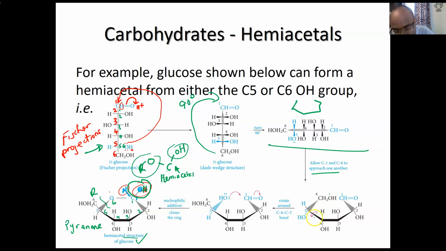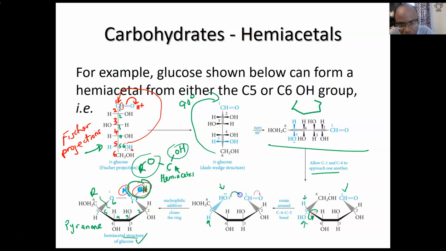Now you're ready for this to attack, but you want it to be very close to the aldehyde. So we do a rotation here. Now the OH is next to the aldehyde. You see, now if it tries to attack at this point, it's too far away. So we do the rotation. As we do the rotation, this hydrogen goes down, and then the OH goes on the other side, close to the aldehyde.